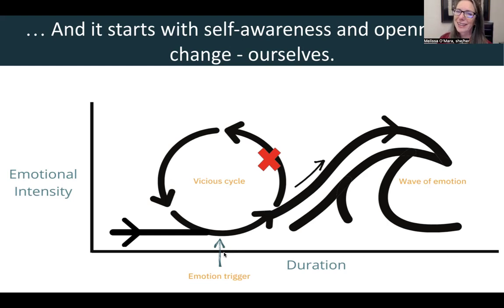So how do we handle this? How do we actually make this happen in real life? Well, we get triggered by something. An emotion is triggered, a negative emotion. And we have a choice point right here, right?